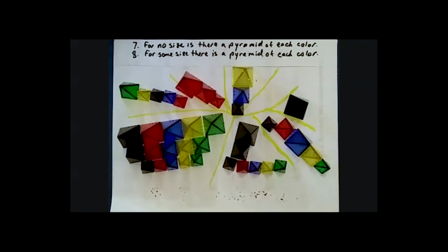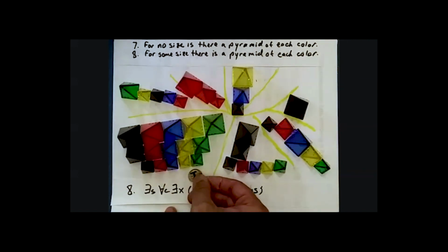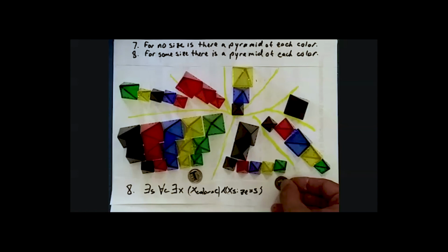7 and 8 are opposites. For no size is there a pyramid of each color, or for some size there is a pyramid of each color. I'll just do 8. There exists a size, so that for all colors there exists a pyramid that has that color and has that size. There are 2 configurations for which this is true. These are the configurations where there is some size, so that for every color there is a pyramid of that size and color.